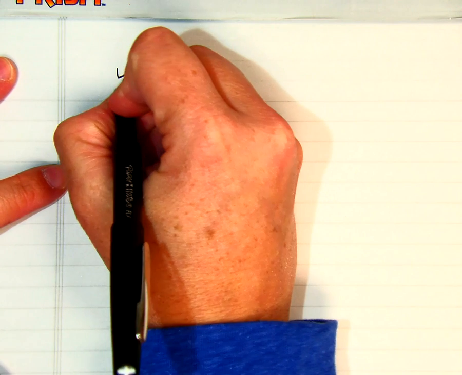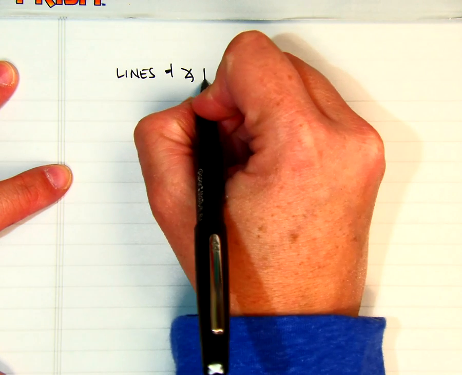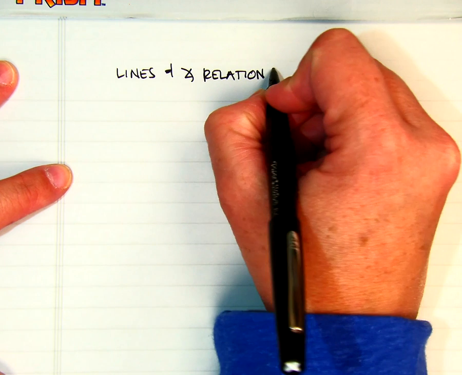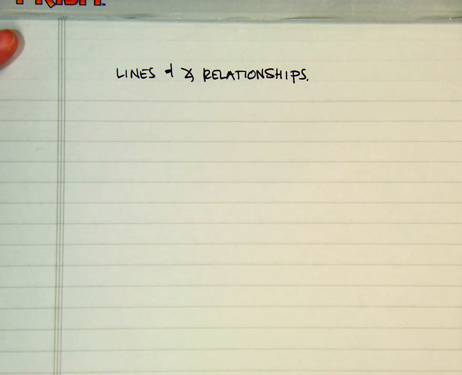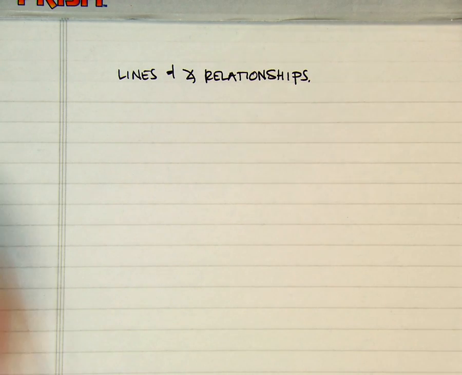Okay, so we are going to talk about lines and angle relationships. So today's activity is more so identifying the name of what these are and understanding the vocabulary.